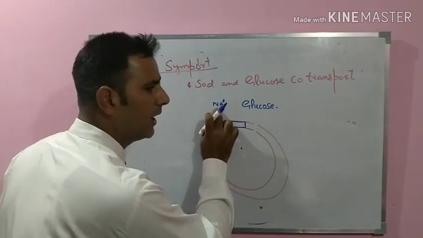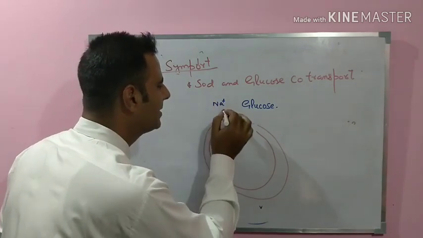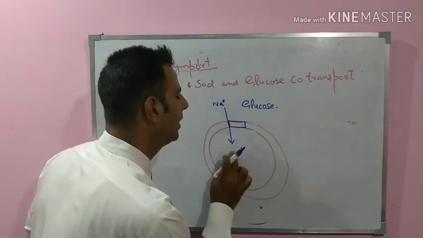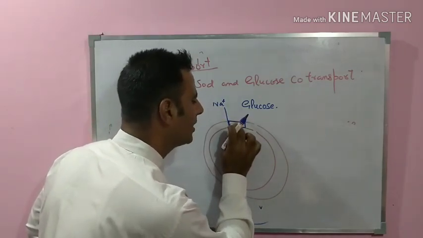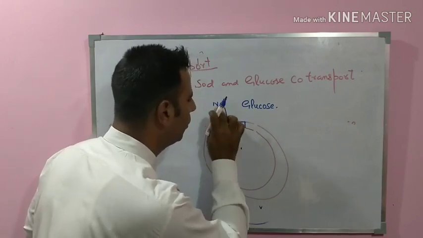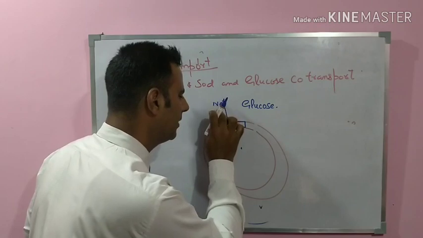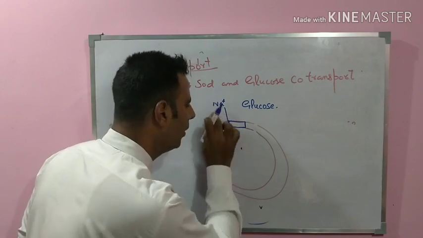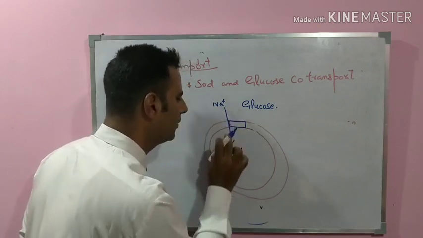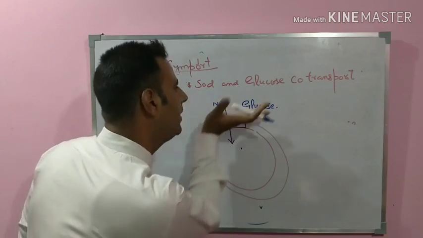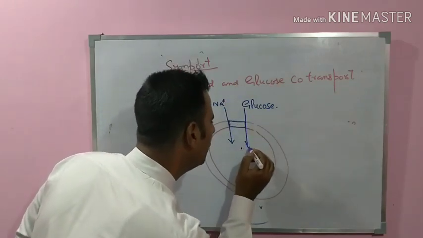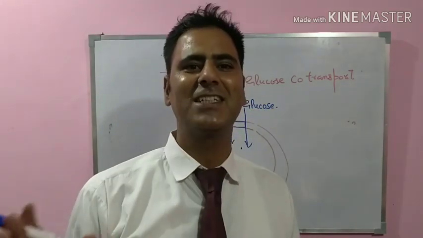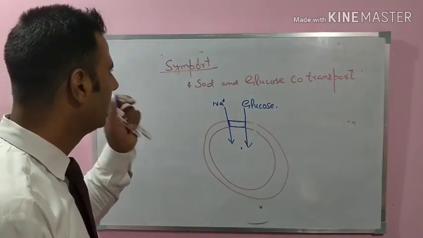The concentration of sodium is high outside of the cell because of the sodium-potassium pump. This sodium will be taken in, down the concentration gradient, by this co-transporter. The sodium will bind with the co-transporter and will be sent to the inside of the cell, following the concentration gradient, that is from higher concentration to lower concentration. Some of the energy will be released, and that energy will be utilized for moving the glucose from outside of the cell to inside against the concentration gradient. This is what we call symport.